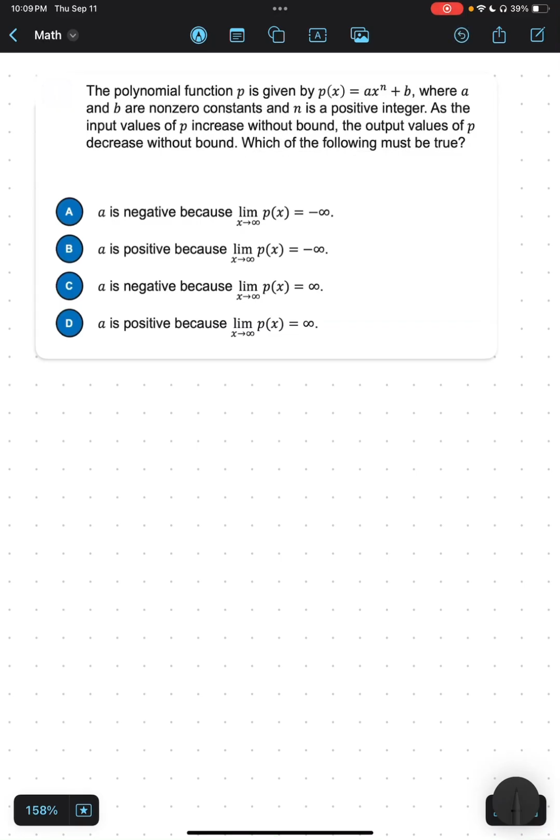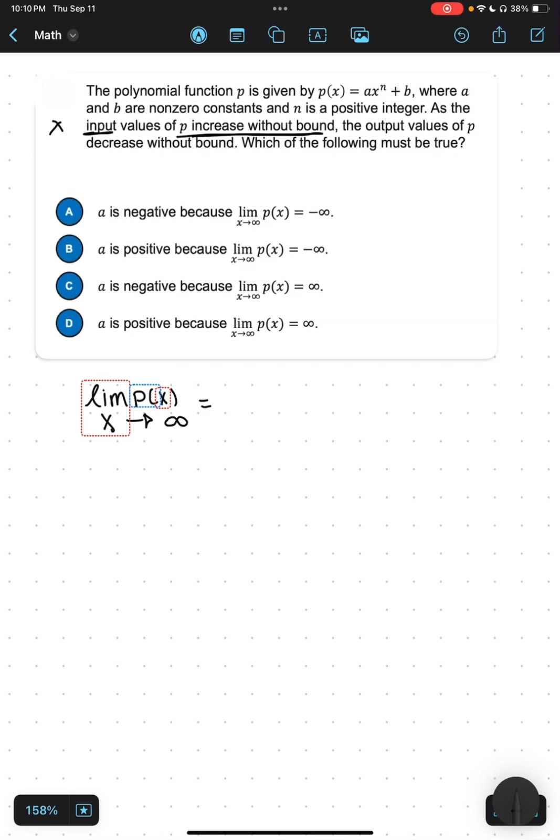we're really just looking for the limits. So we know that the input values, so our x's, of p increase without bound. So here we're looking at x as it approaches positive infinity because it is increasing. So it is going to the right, like a book. So limit p of x is equal to, and this is what we're trying to find. The output values, which are y, are decreasing without bound.